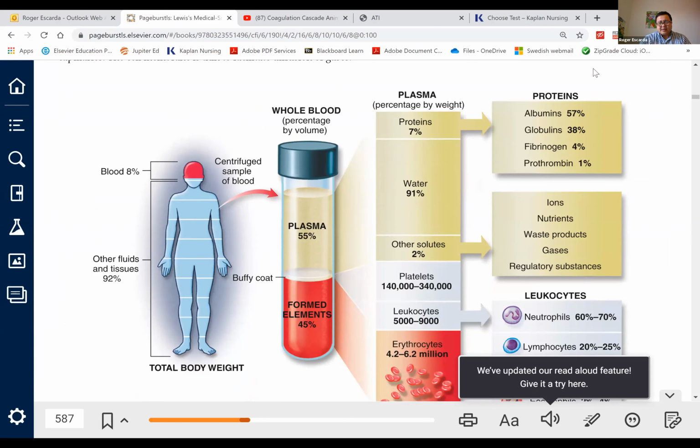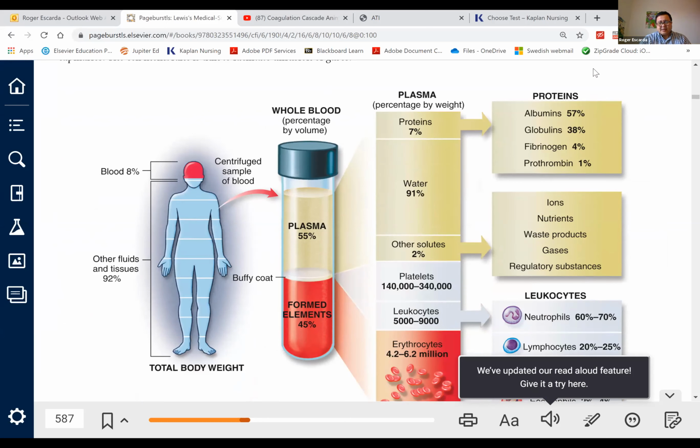So we have plasma, which is about 55% of your blood, but most of that is water. So plasma itself is mostly water, 91%. What keeps that water in there in the blood is this 7% of protein in there.